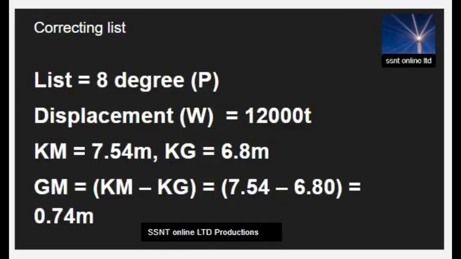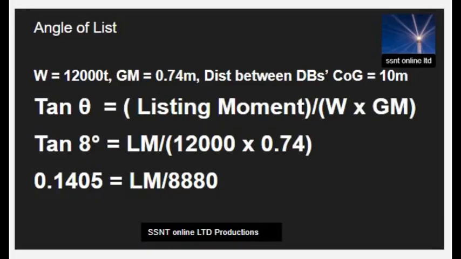The vessel, that is listing 8 degrees to port, has displacement 12,000 tons, the KM is 7.54 meters, and the KG is 6.8 meters. We are required to find how many tons of salt water ballast must be transferred from number 2 port double bottom tank to number 2 starboard double bottom tank, to make the vessel upright. The centers of gravity of the double bottom tanks are 10 meters apart.